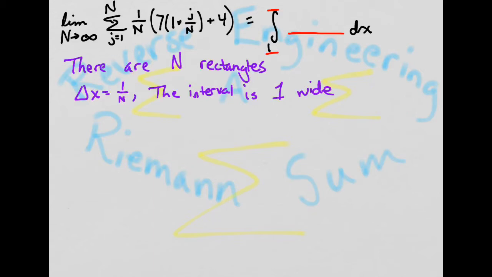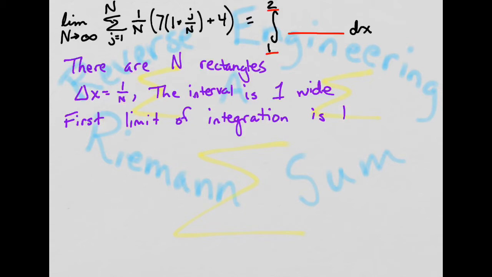So the first limit of integration is 1. Which means, since the interval is 1 wide, that the second limit of integration is 2. All right? And the second limit of integration is 2. And then the next thing you want to look at is where are all the places that you see that number plus j times something over n? This is your x value.